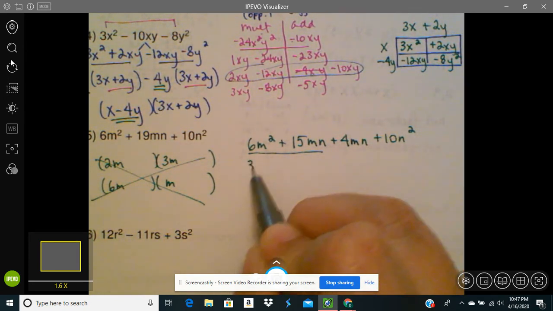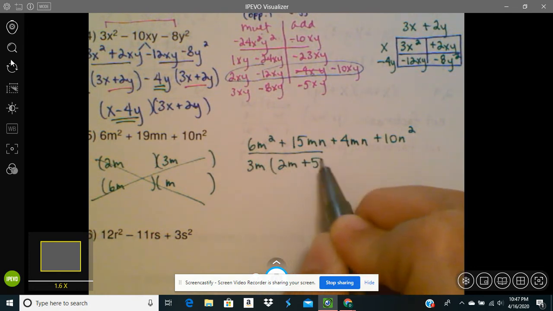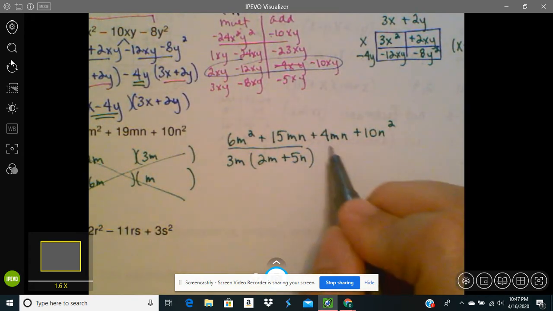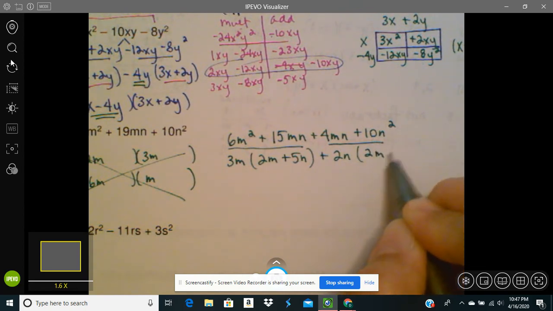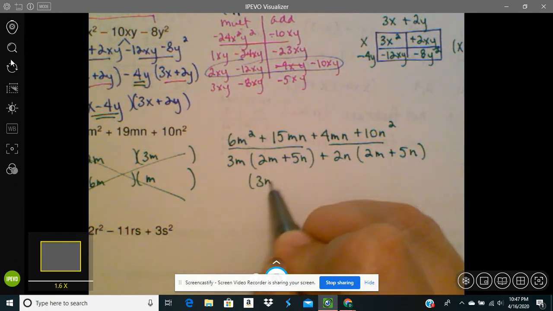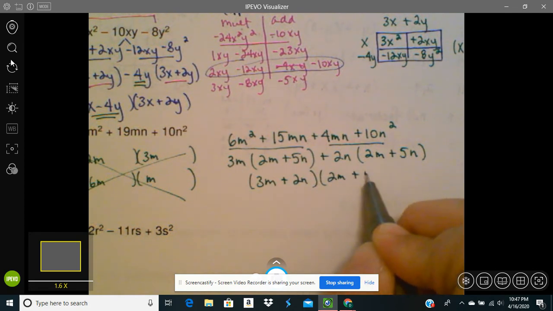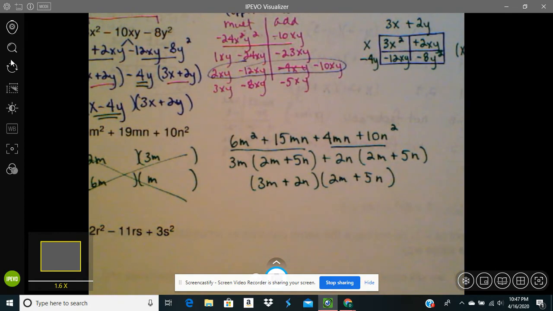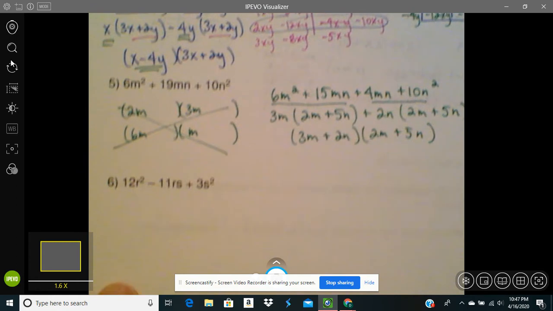The greatest common factor here is 3m, and I'm left with 2m plus 5n. When I look at these two, the greatest common factor is 2n. I'm left with 2m plus 5n. And then I see that I get 3m plus 2n times 2m plus 5n. There it is. All right. And again, you could do the box, and again, it's on the notes.